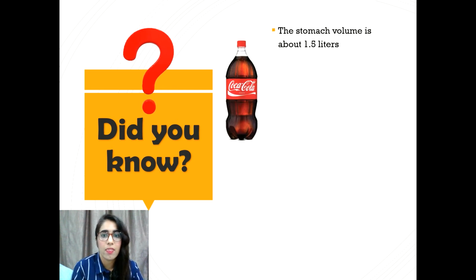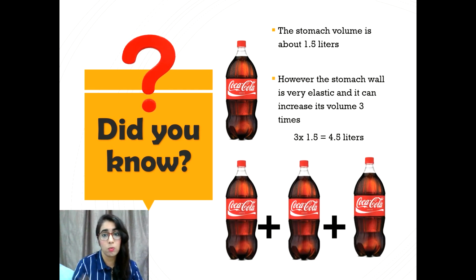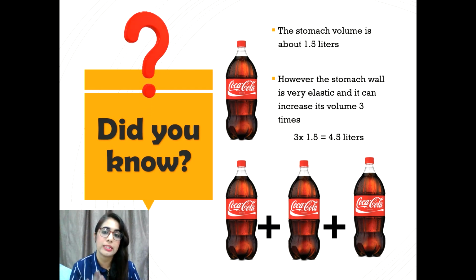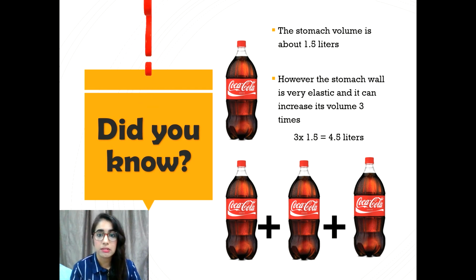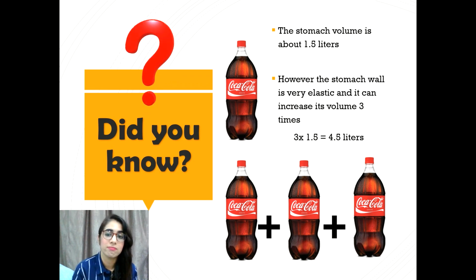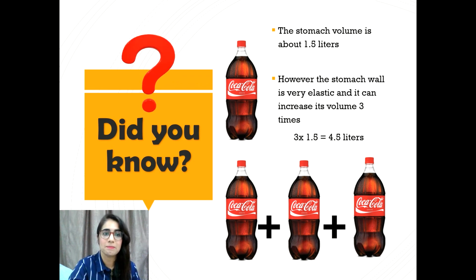Now, did you know that the stomach volume is about 1.5 liters? But the stomach wall is also very elastic and it can increase its volume 3 times. Meaning 3 times 1.5, about 4.5 liters. Just imagine drinking 3 Coca-Cola bottles. Yeah, that much volume that it has.